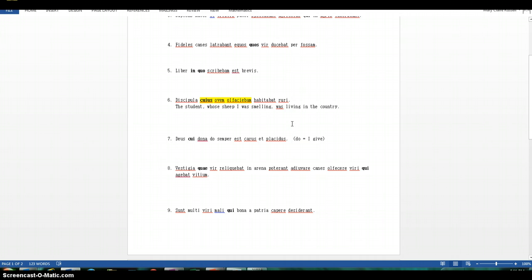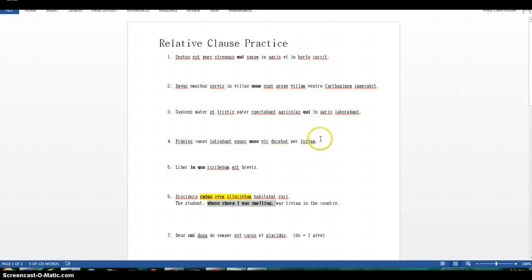That's a weird sentence. But you can see from the verb, the subject is I. It's imperfect, so it's I was smelling. Sheep is the direct object, and cuius is whose. So the student whose sheep I was smelling was living in the country. So hopefully that helps you understand how to do the top 5.